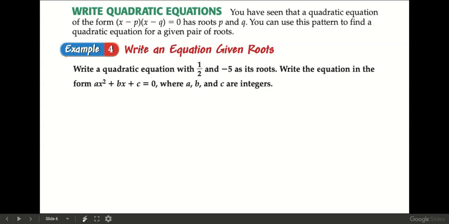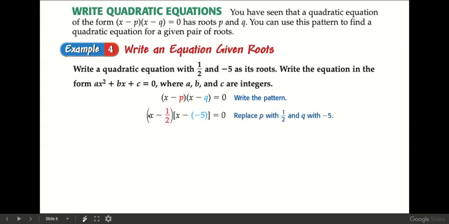We're basically working the problem backwards. Typically, we end with something that's factored and use a zero product property rule to figure out the answer. But here, they're telling us what the roots are, right? They're telling us what our solutions are. So I can take these two values and put them in for p and q. So for p, I'm going to put in 1/2. For q, I'm going to put in -5. And notice these double negatives here. That's just going to simplify to positive, right? So I have x minus 1/2 times x plus 5 equals 0.